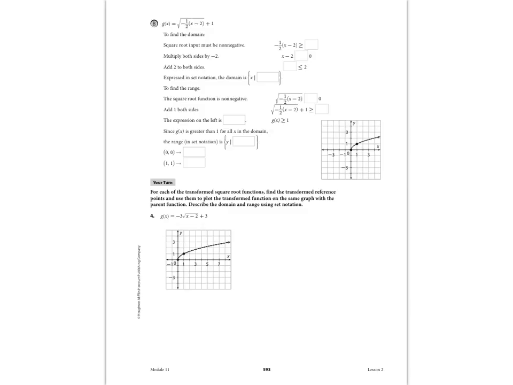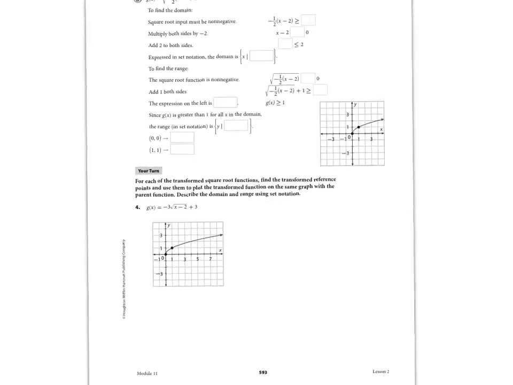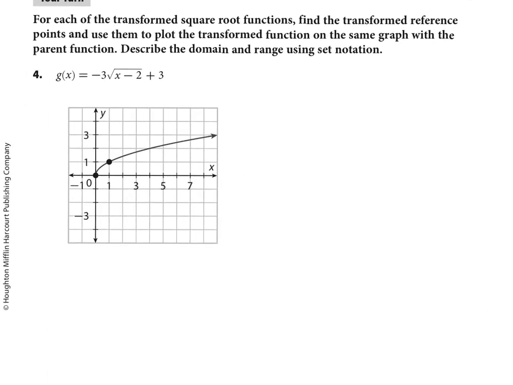So on page 593, I'm going to find my domain. In order to find the domain, I have to take what's underneath the square root symbol, whatever that happens to be, which in this case is x minus 2, and I have to write x minus 2 is greater than or equal to 0. So to find my domain, I have to take whatever is underneath the square root and write that is greater than or equal to 0. Then I have to solve.